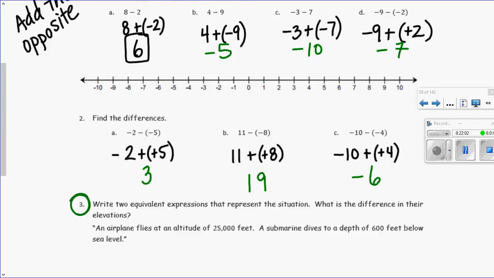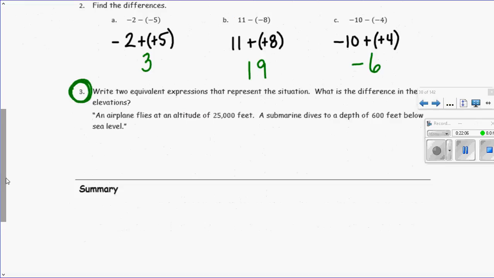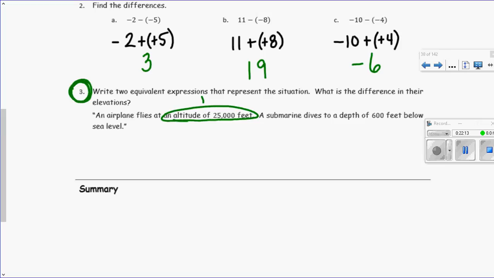I'm actually going to show you how to do number 3 if you'd like to keep watching and figure out number 3. Number 3 says that an airplane flies at an altitude of 25,000 feet. That's a positive. It's up in the air 25,000 feet. And a submarine dives, that's a key word, 600 feet below sea level. So that's a minus. That's a negative term. They want to know what is the difference in their elevations.